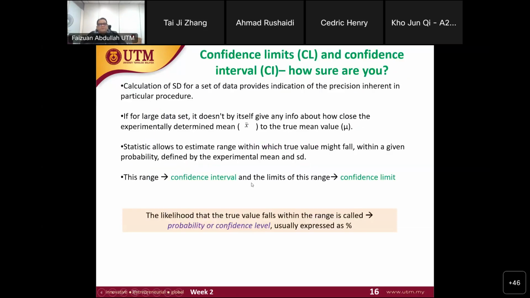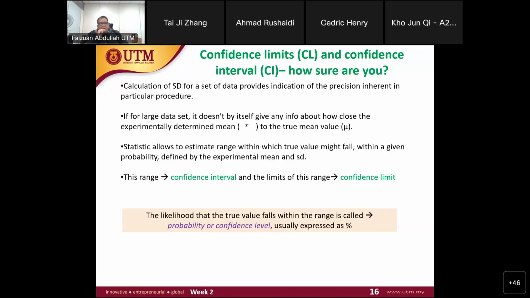It's okay. Confidence limit and confidence interval: how sure are you? The calculation of SD for a set of data provides an indication of the precision inherent in a particular procedure. But for a large data set, it doesn't by itself give any information about how close the experimentally determined mean is to the true value.